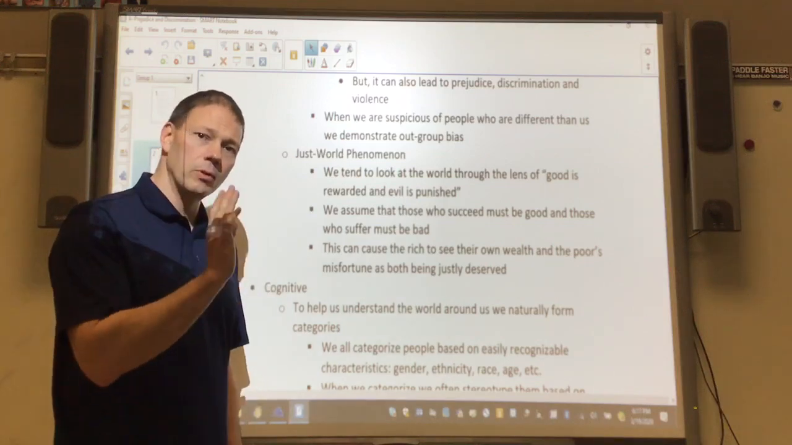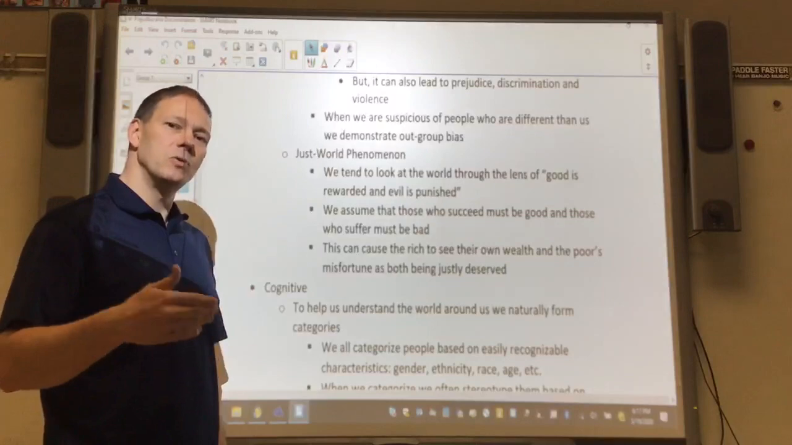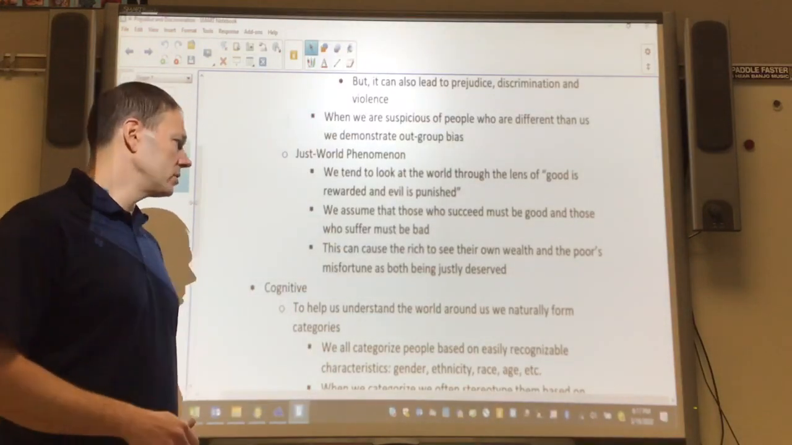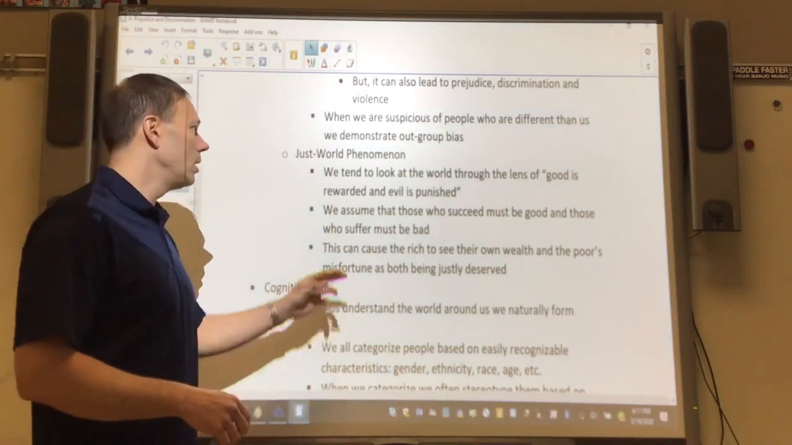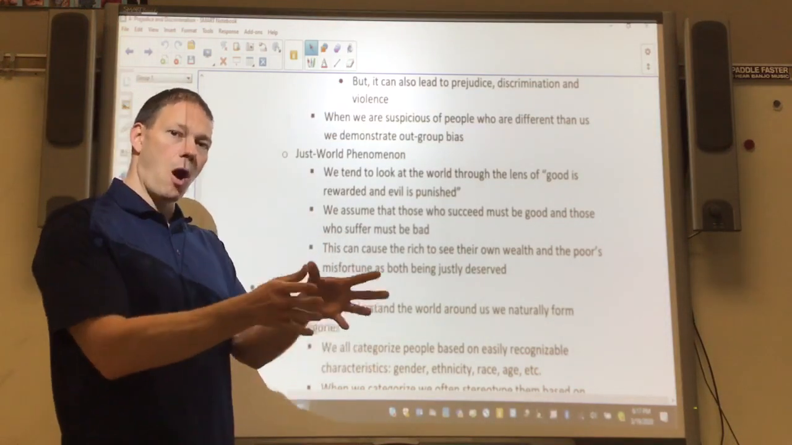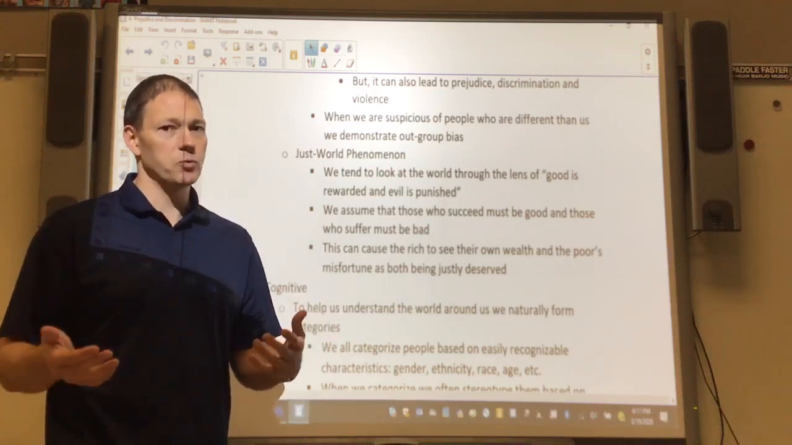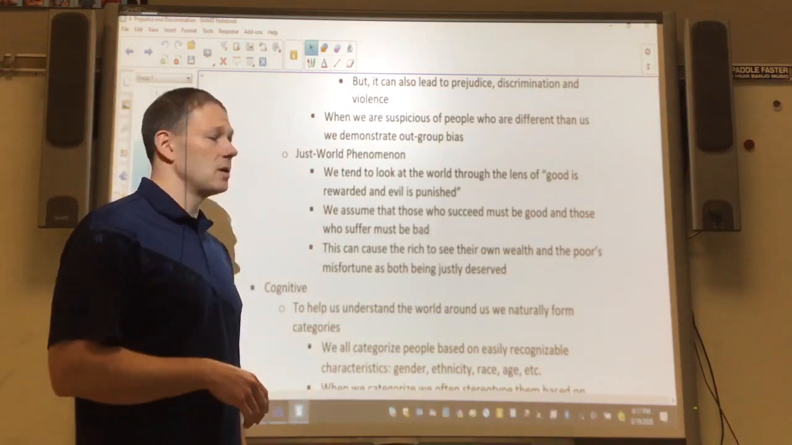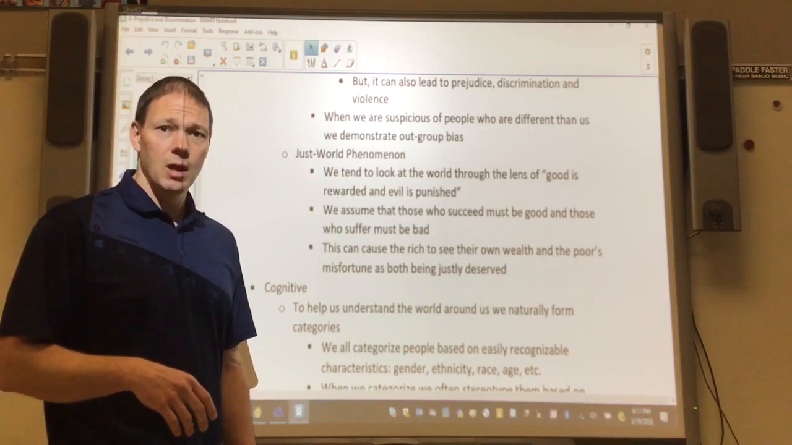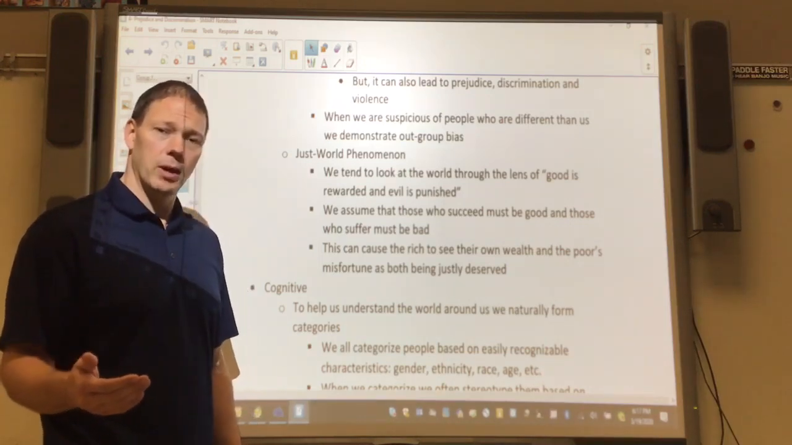Okay, there was some character flaw or something wrong with them that caused them to not get ahead, and therefore that's why they're in the situation that they're in. And so that's called just world phenomenon. We assume that being good always leads to good outcomes, being bad always leads to bad outcomes. Of course, we know from the Bible that this is not always the case, right? Sometimes bad things happen to good people, and sometimes good things happen to bad people, okay?